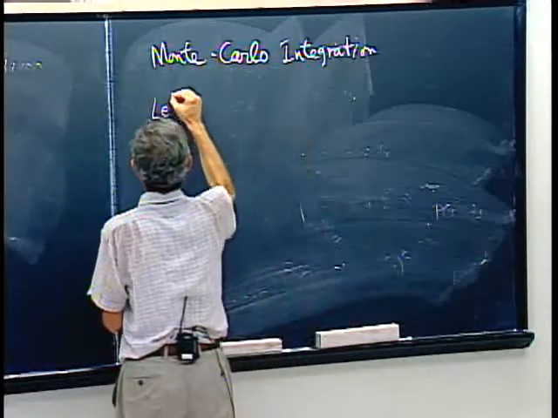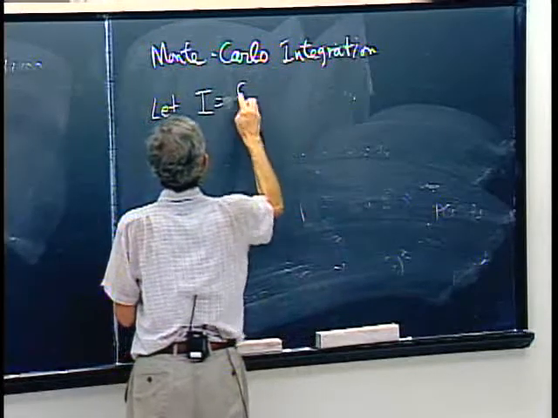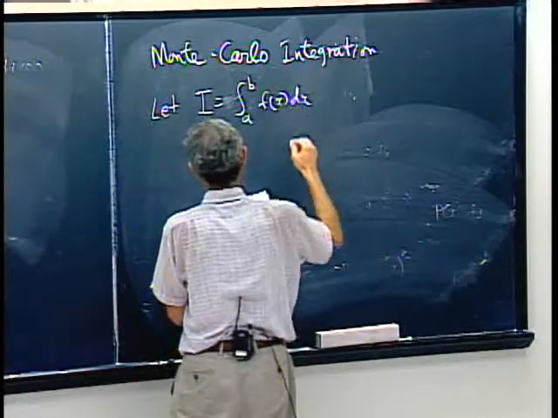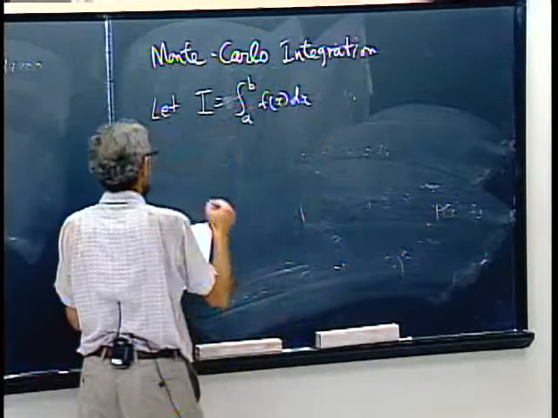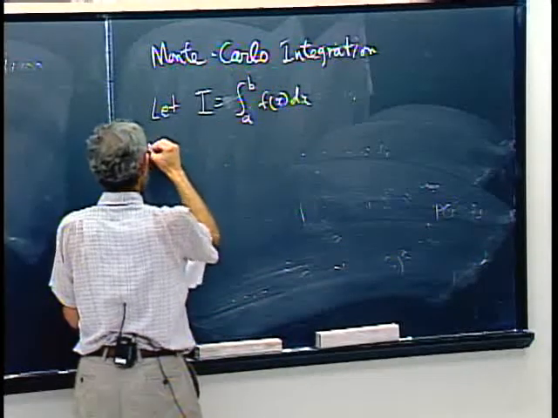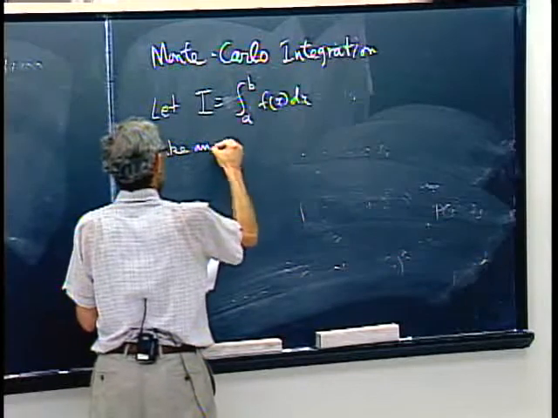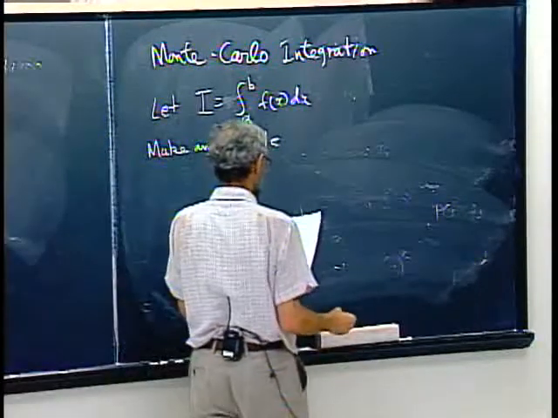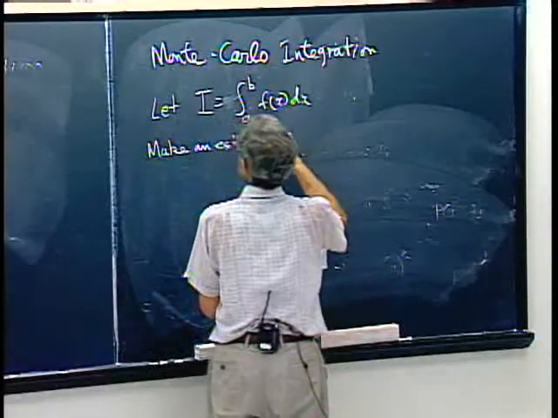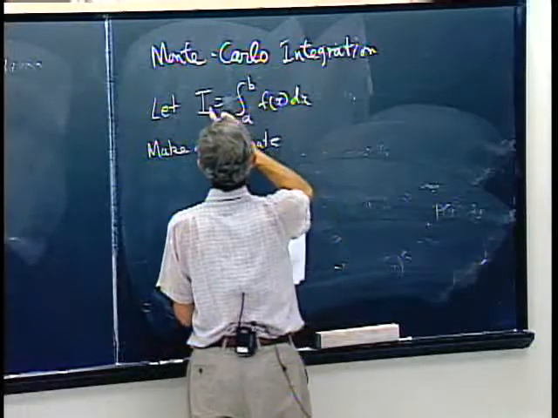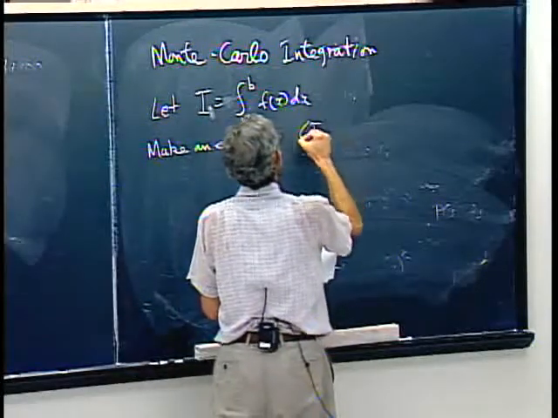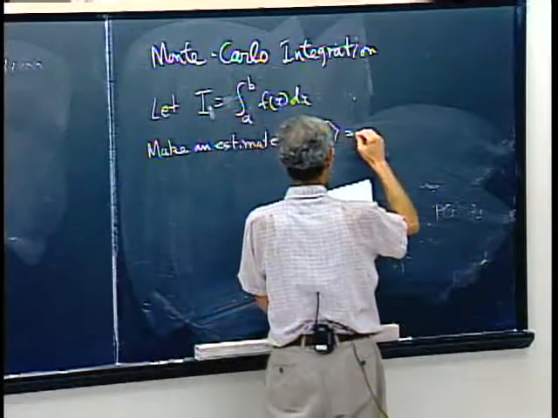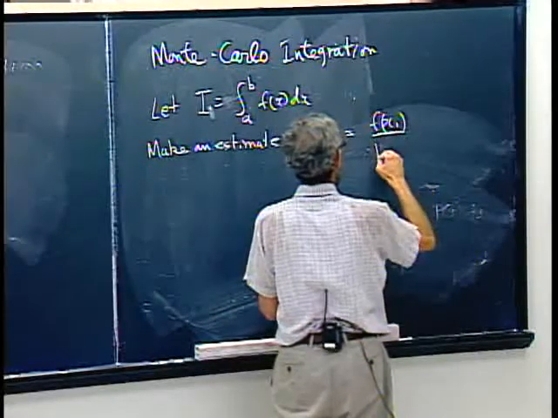So what we're trying to estimate is an integral. Say the integral from a to b of f of x dx. And we make an estimate. This is only going to be one sample. This is the integral, and the estimate with one sample is f of x1 over p of x1.